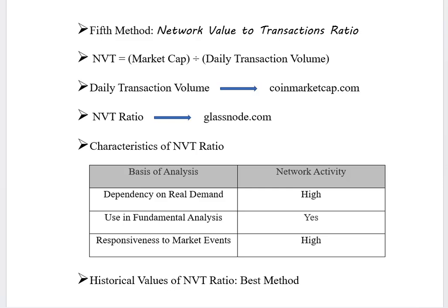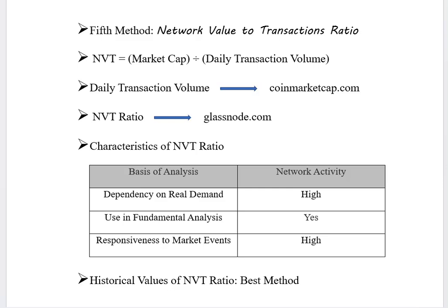A high NVT ratio generally suggests that the cryptocurrency's market value is high relative to its daily on-chain transaction volume, which is typically considered a negative sign. However, this metric requires interpretation, as it can vary based on the nature of each cryptocurrency.